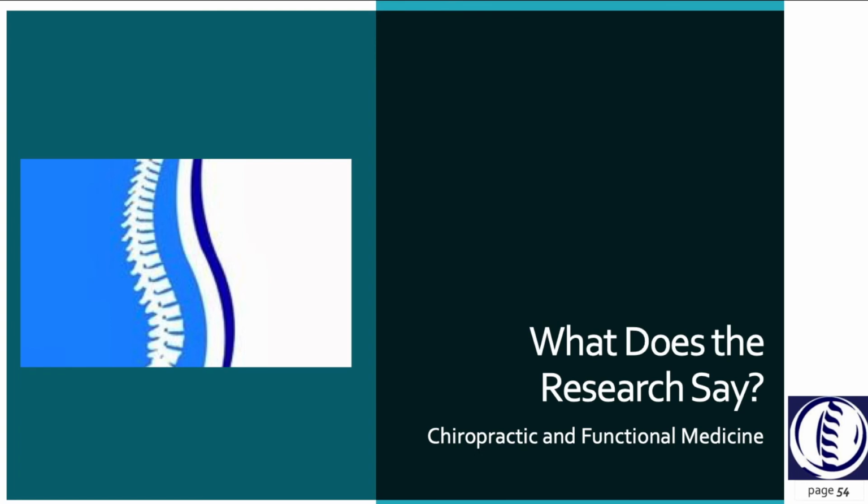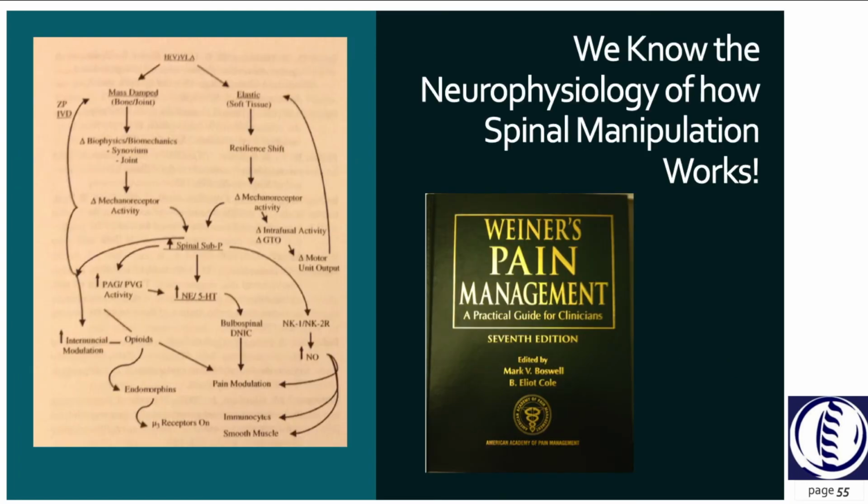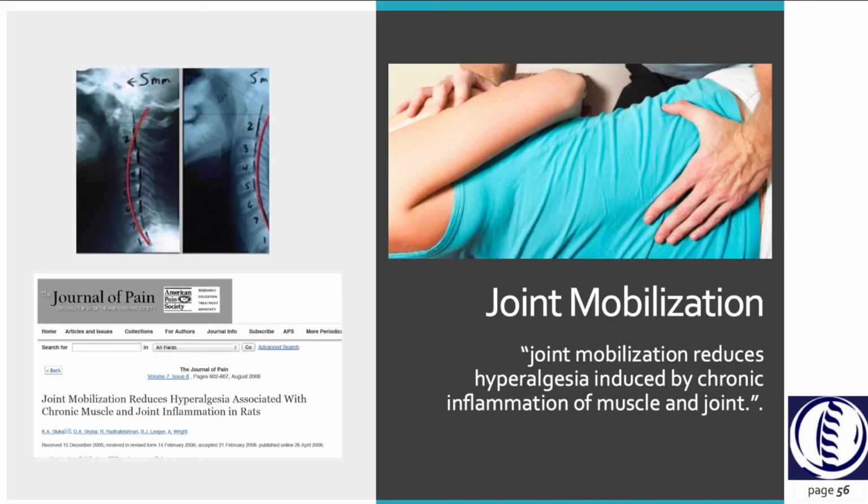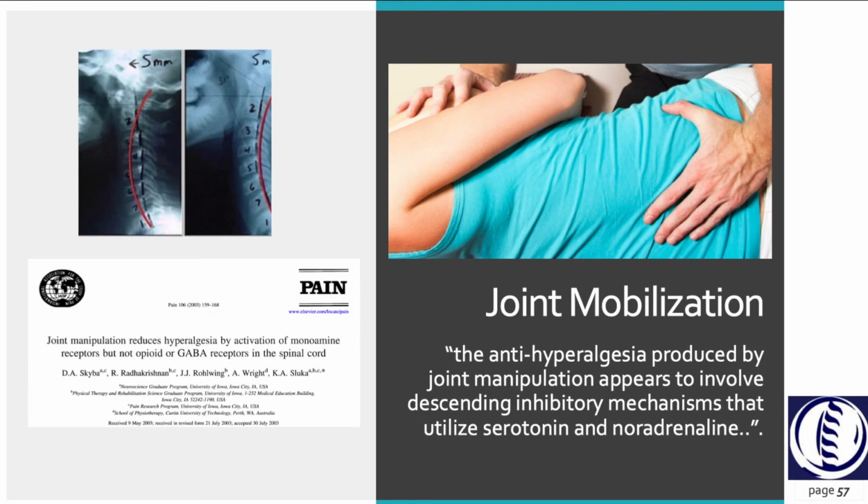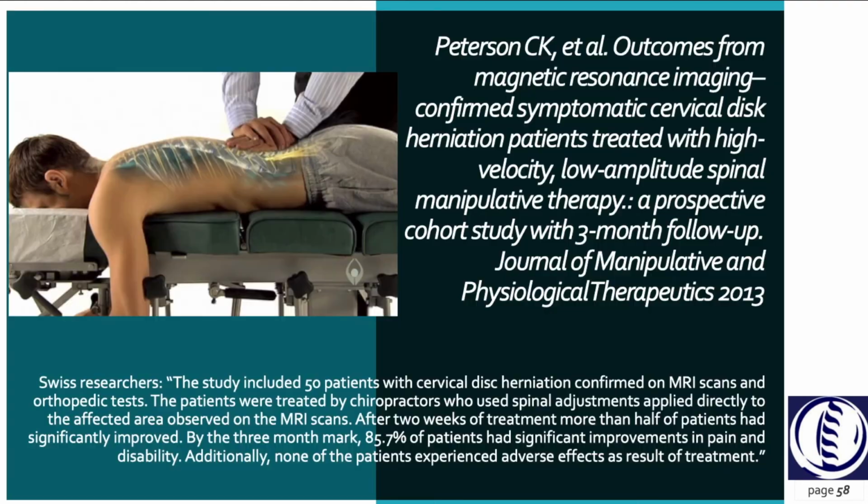What does the research say about chiropractic and functional medicine? The American Academy of Pain Management has shown that chiropractic manipulation works at the level of the central nervous system to activate descending pain inhibitory pathways to modulate or reduce pain. Joint mobilization reduces chronic inflammation of muscles and joints, according to the Journal of Pain. And according to the International Association for the Study of Pain, there's an anti-hyperalgesia produced by joint manipulation, which appears to involve descending inhibitory mechanisms that utilize serotonin and noradrenaline.